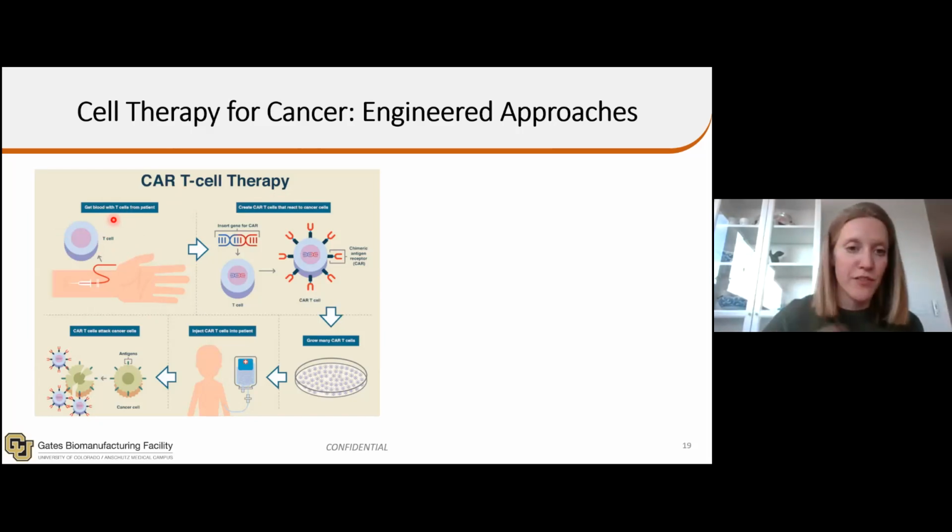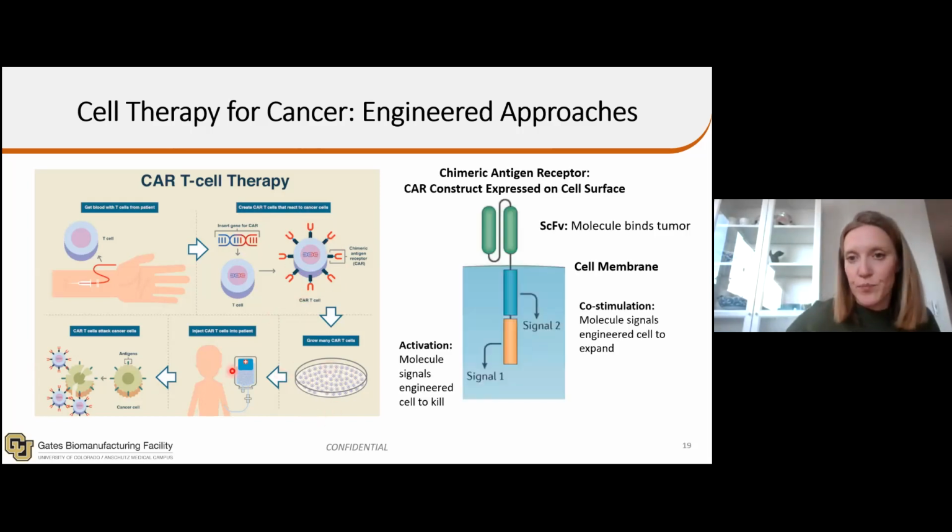They could be naive and never having seen anything, but we take T cells from the blood. And then we introduce a gene that's going to be converted to a protein and expressed on the surface that will allow the T cells to now recognize and kill the tumor in the presence of a specific protein expressed on the surface of the tumor cell. So we engineer them, we grow them up, and then we reinfuse them.